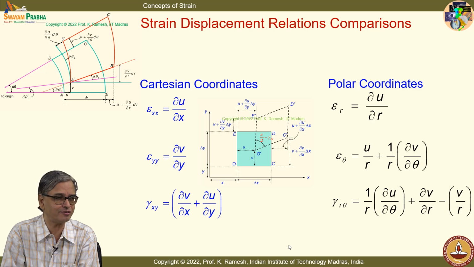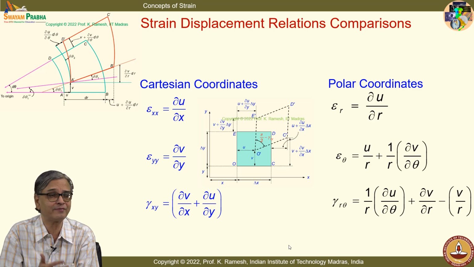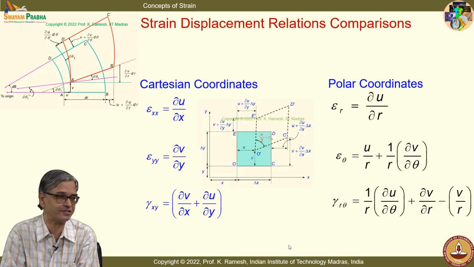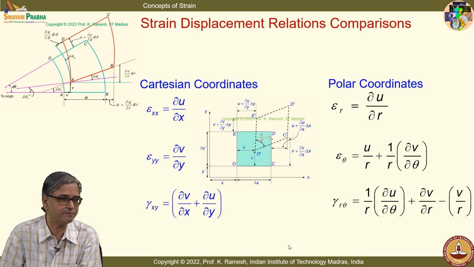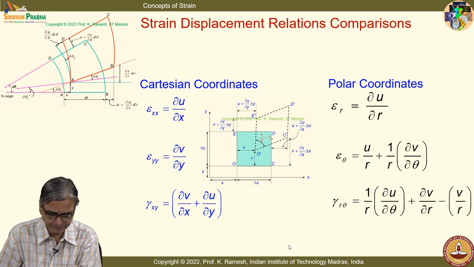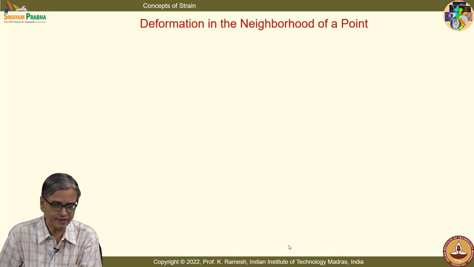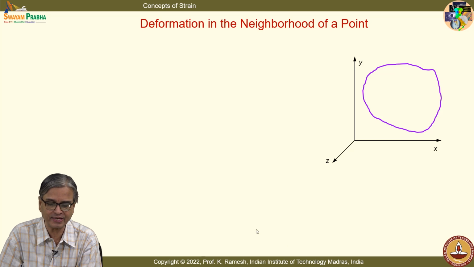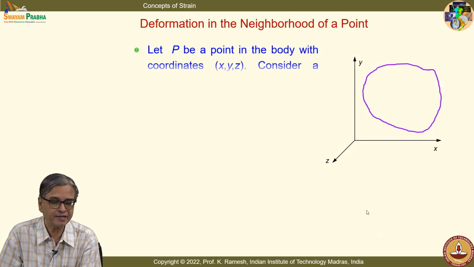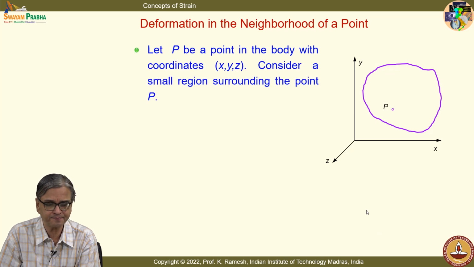in 2022, and you will also have to be aware of what the other strain measures are. And I am going to have one simple development which is not that complicated. We will have a look at it. So, I have a reference frame XYZ, I have the object, and let us consider a point P with coordinates XYZ. Consider a small region surrounding that point.